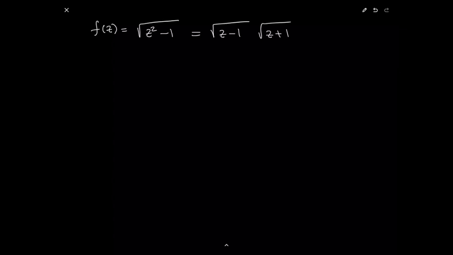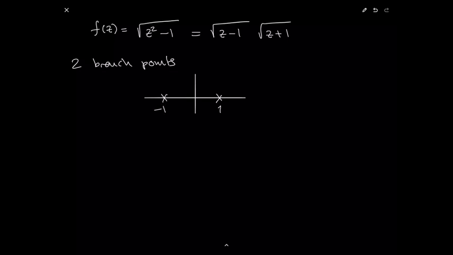Consider now a slightly more complicated example. Let's look at f of z equals square root of z squared minus 1. Now we can factorize this function and we get square root of z minus 1 times square root of z plus 1. And immediately we can see that it has two branch points. We have a branch point at z equals 1 and a branch point at z equals minus 1.